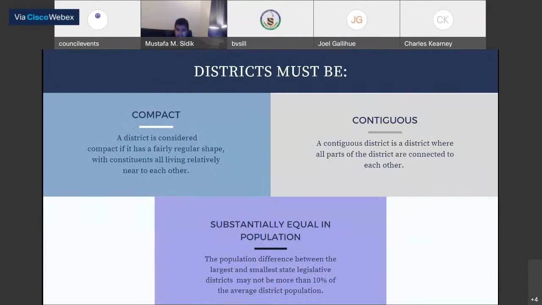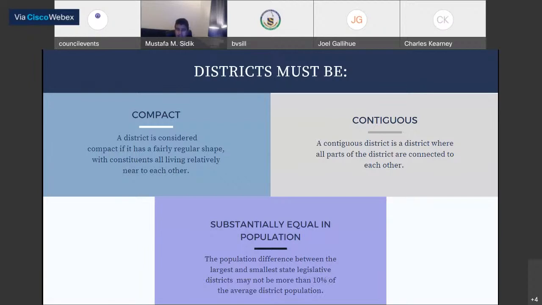Like I said, there are overarching laws that the districts must meet, or I should say parameters that the districts must meet. And these 3 are found in the county charter. So districts must be compact. And what does compact mean? It's considered compact if it's a fairly regular shape, with constituents all living relatively near each other. Of course, depending on the type of area, whether it's rural, urban, or suburban, the actual proximity can vary.